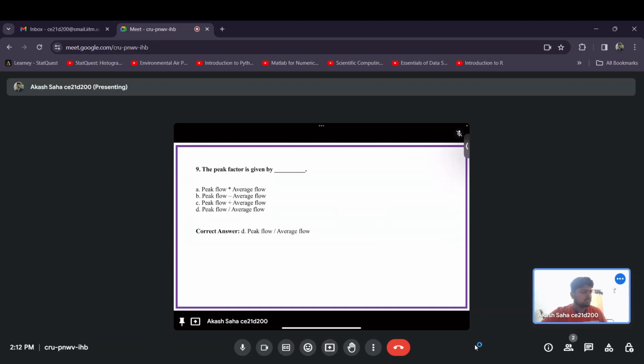So in any wastewater treatment design system, the peaking factor or the peak factor is the ratio of the maximum flow to the average daily flow in the wastewater system. So maximum by average is my peak factor.